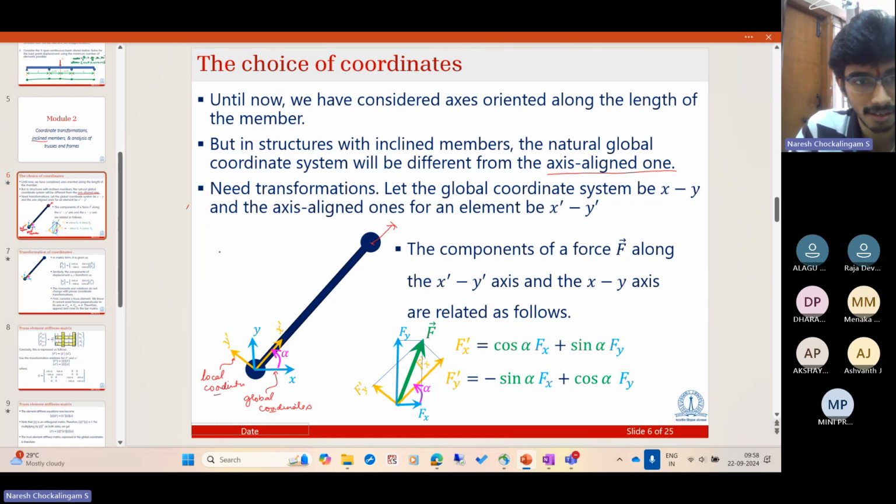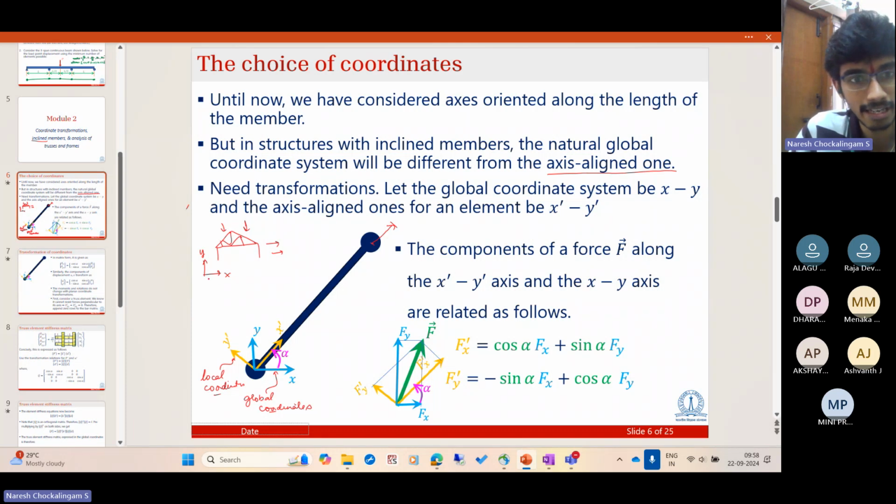So if we are looking at some kind of roof truss, then naturally we want to have the vertical direction this way and horizontal direction this way, so that the loads, like say wind loads, are like this and gravity loads are like this.